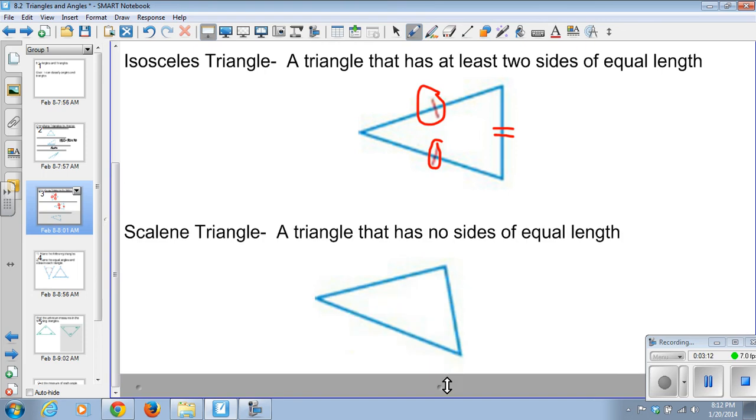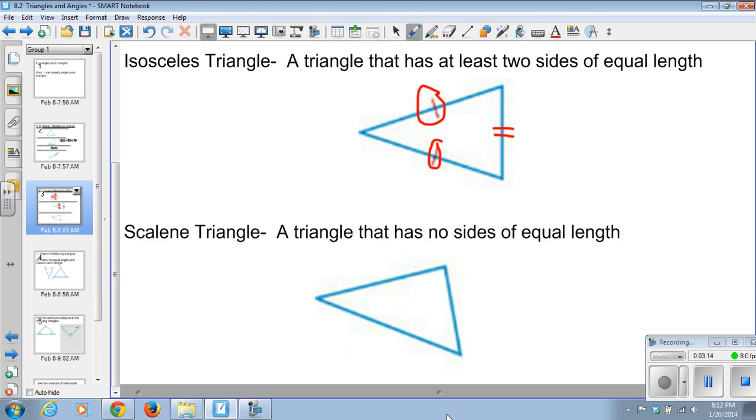Finally, we have a scalene triangle. This is a triangle that has no sides of equal length. So we'll usually see something like this. We have one tick mark, two tick marks there, and then we'll have three there. That will tell us all the sides are different.